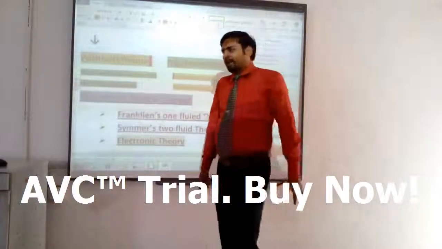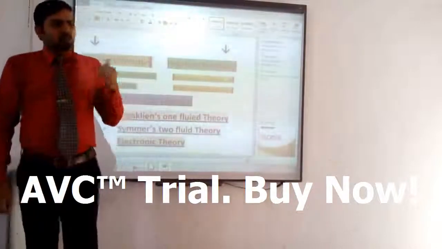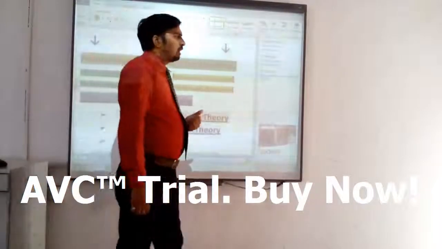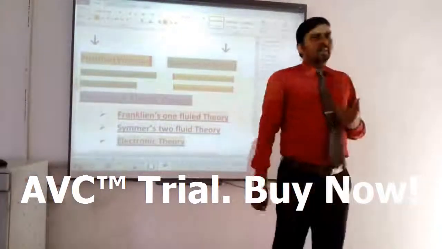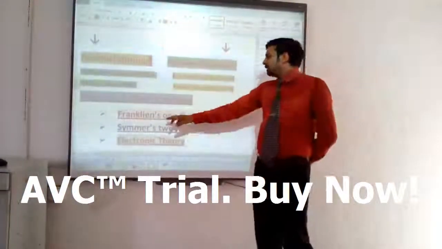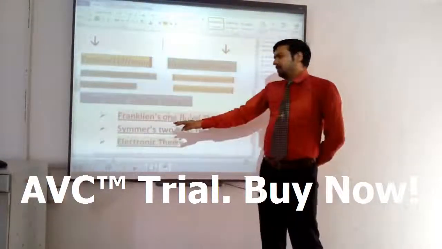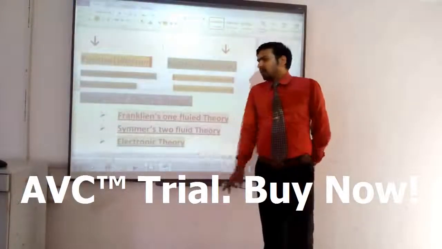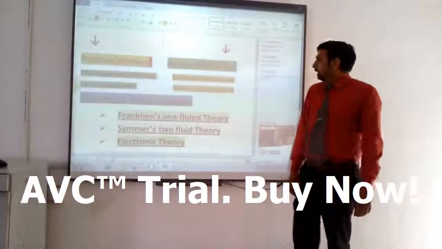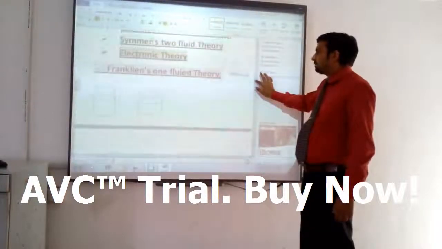three theories were given related to the electric charge: how a neutral body will get charged, and what was the reason behind it. There were three different theories proposed by different scientists. The theory which comes first is called Franklin's one fluid theory. The theory that comes next is called Symmer's two fluid theory, and the third one, which is most acceptable and existing so far, is called electronic theory. One by one we will discuss them; I would like to introduce all these theories.